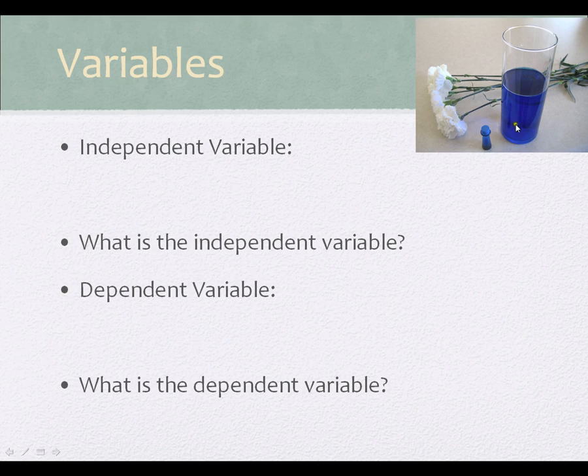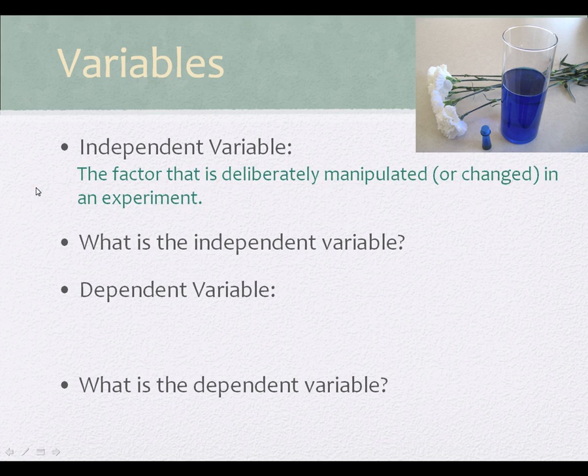Now, we've got some things here that we need to talk about. So we have our clear water and our blue water, and we have our white flowers. The independent variable is the one that you change on purpose. In this case, between the control group and the experimental group, what have we changed on purpose? Hopefully you said the color of the water.